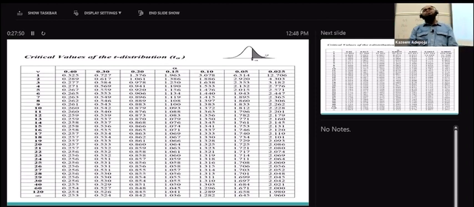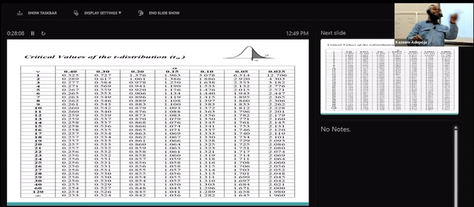Oh my goodness, that's a good question. Somebody asked, how do we know when to use a t-table? That's part of what we want to do today. But let me tell you this, we're going to use t when the population standard deviation is not given.